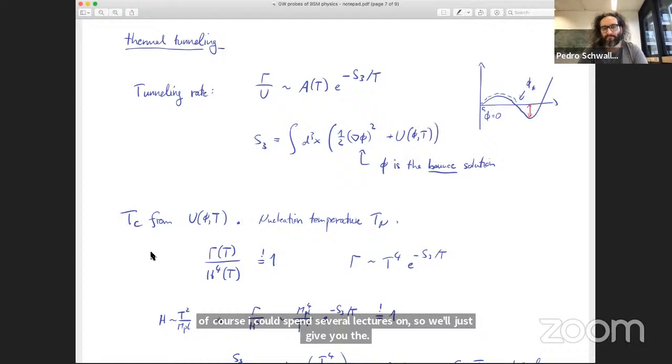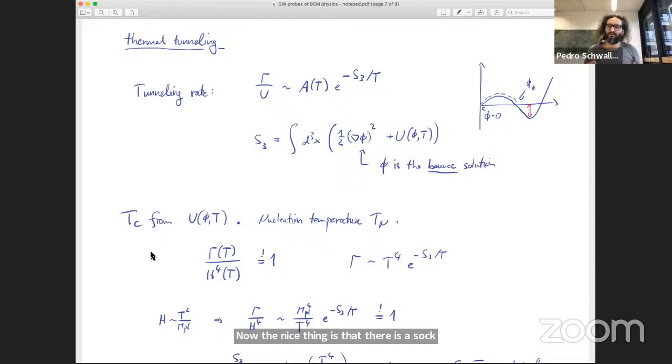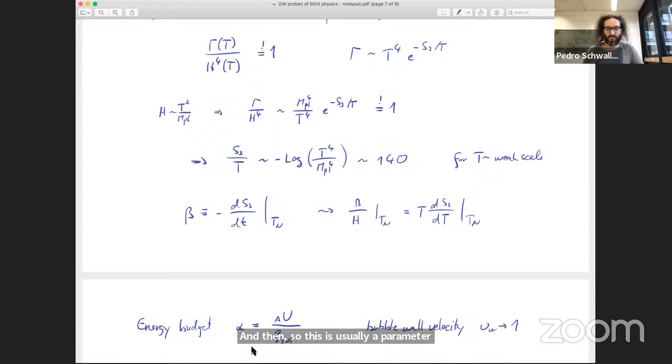The nice thing is that there is a certain amount of universality. Even if you have a very complex model, it's usually one effective field direction that undergoes the phase transition that you can use to model it, and then the intensity and the features of the gravitational waves produced in this phase transition are given in terms of a small number of parameters, namely essentially the amount of energy that is freed up, the potential difference. This is usually a parameter called alpha. So it's the potential difference divided by the total energy density.